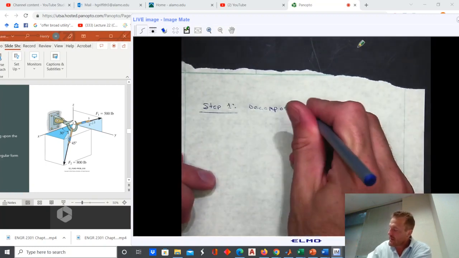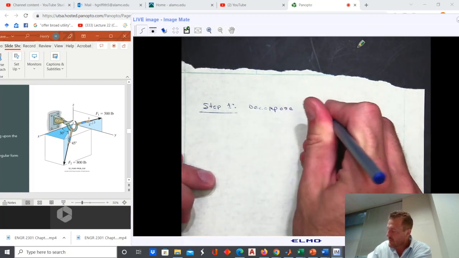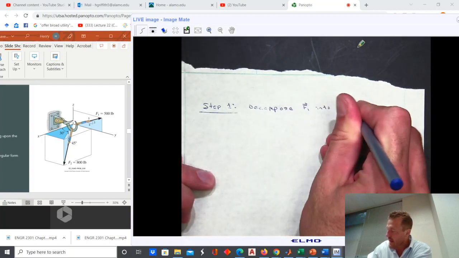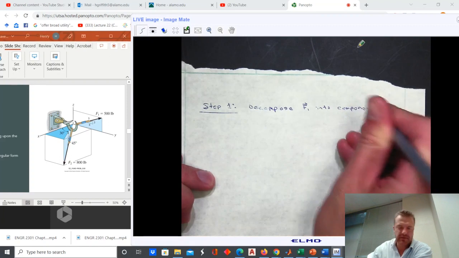So you can decompose F1 into components. So the question is, for the information that I'm given, what's the best picture that I can draw?